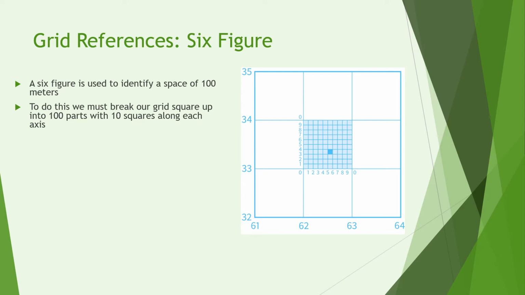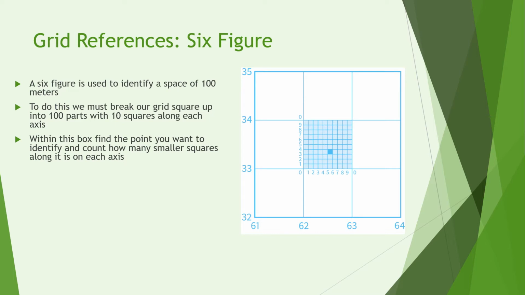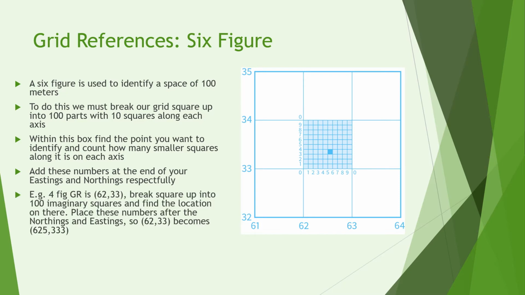Obviously, don't actually draw this on your map, as you'll obscure features you may need later in navigation. Instead, just imagine it on your map or use a specialised tool. In this box, find the point you want to identify and count how many smaller squares it is along each axis. This will give you your 6-figure reference. Add these numbers at the end of your eastings and northings respectively.